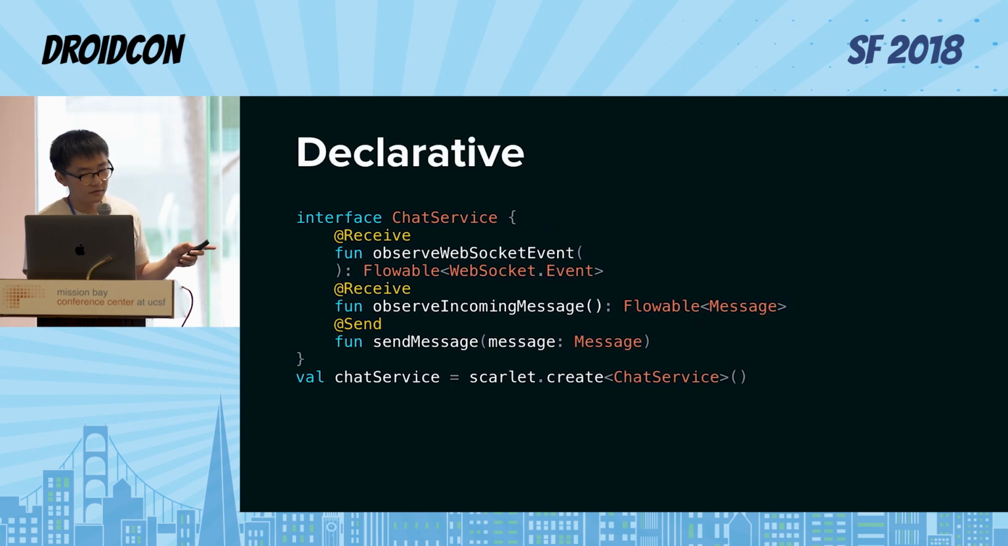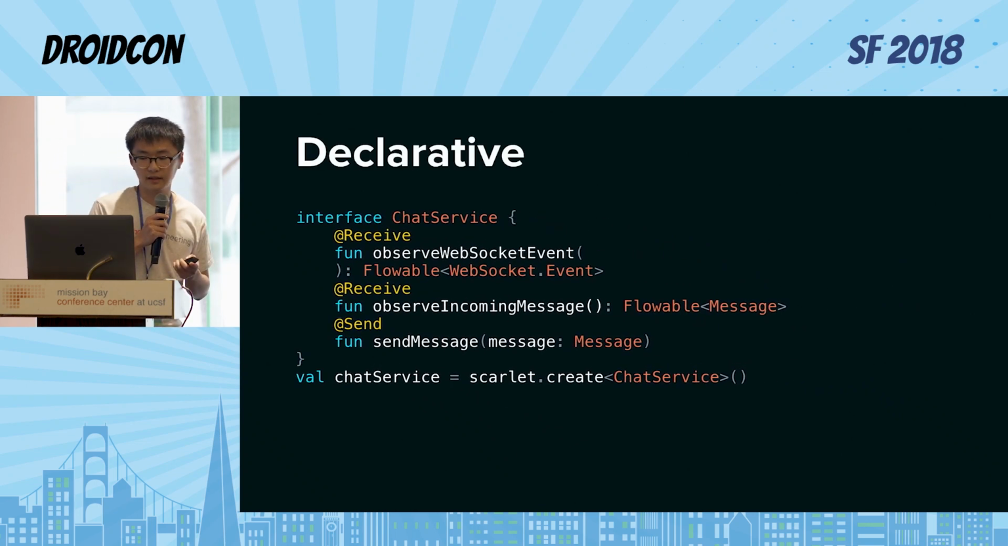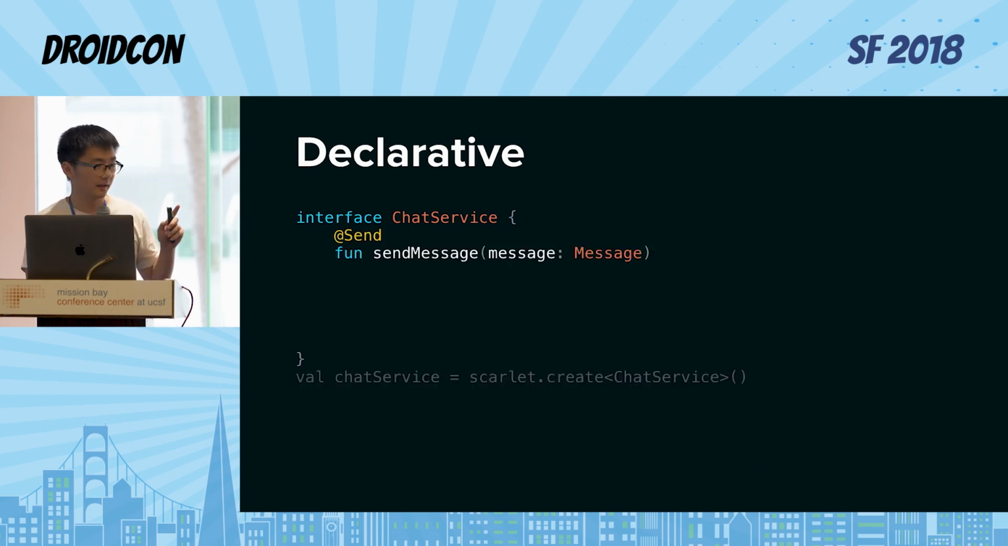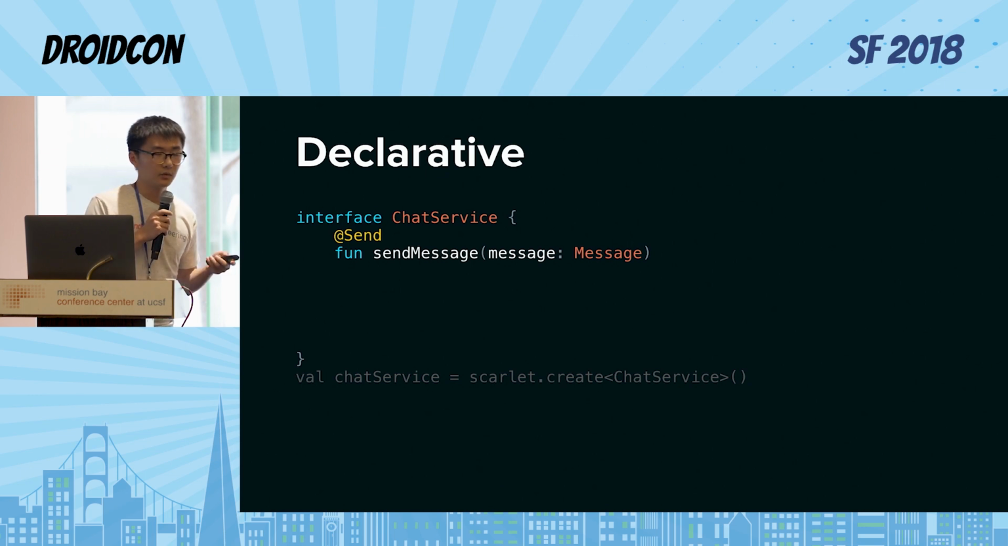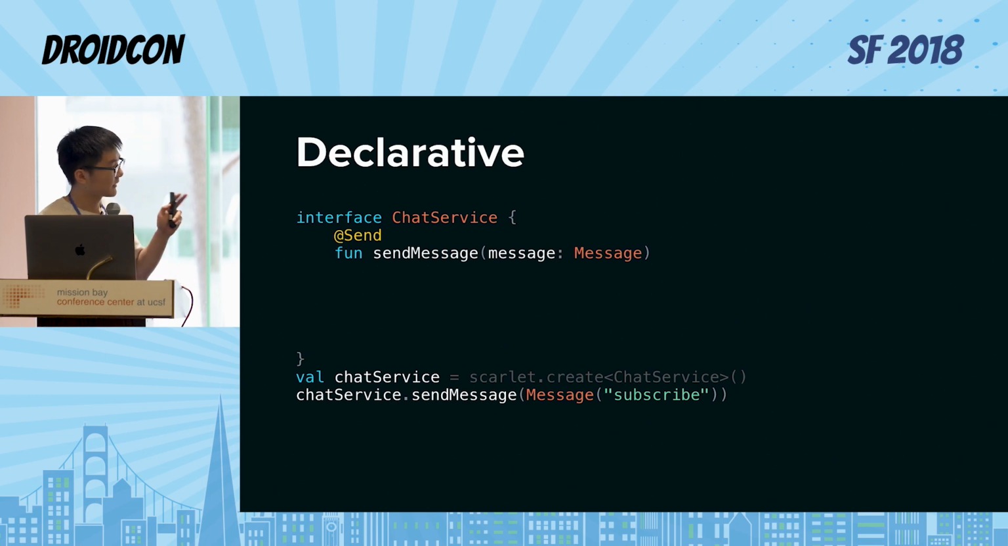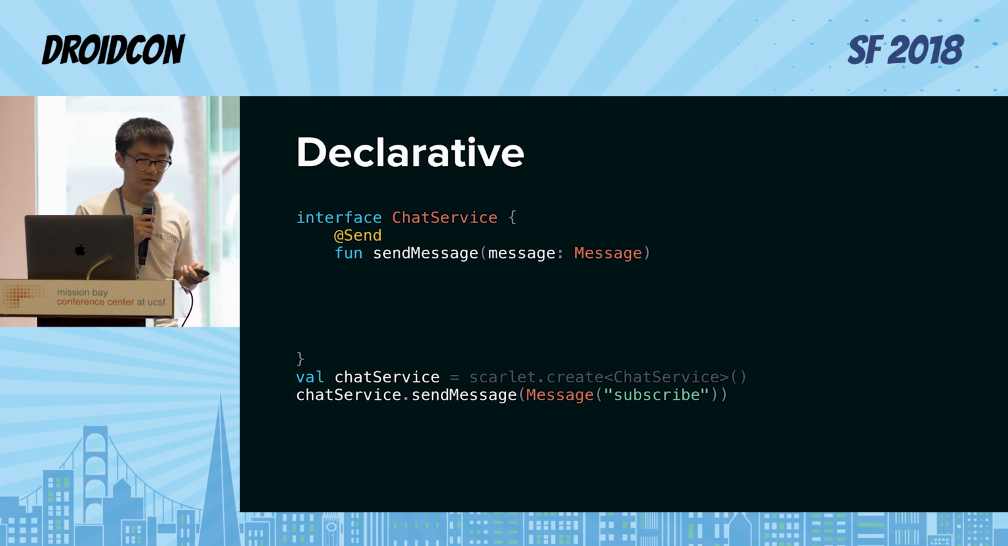You need to declare an interface and use Scarlet to create an implementation of the interface, just like in Retrofit. Let's go through the methods one by one. To send the message to the server, you need to declare a method that has the send annotation and specify the object you want to send, which is a message in this case. After you create an implementation of this interface using Scarlet, you can use this method to send the message to the server.